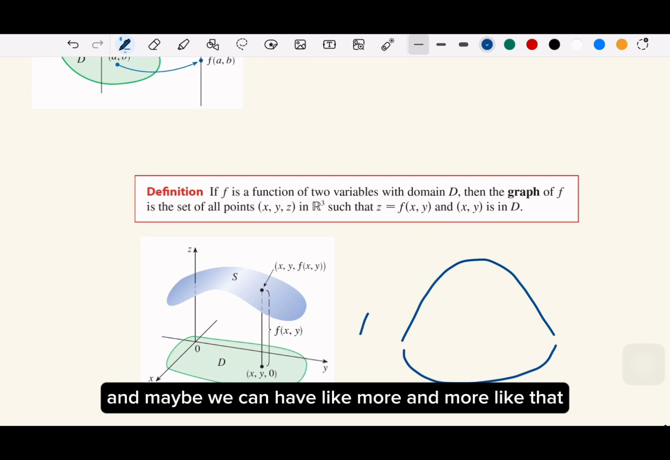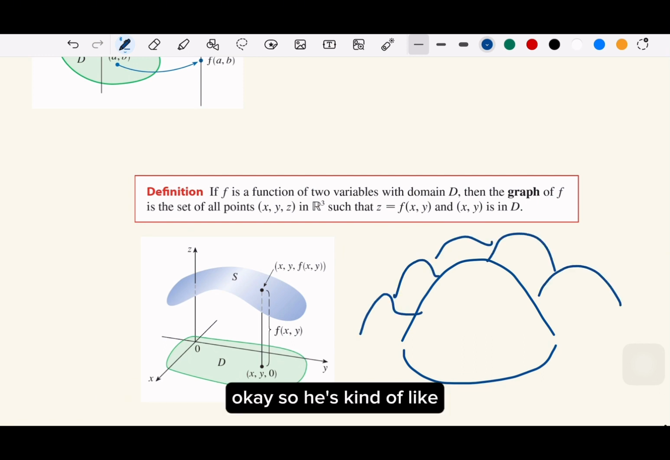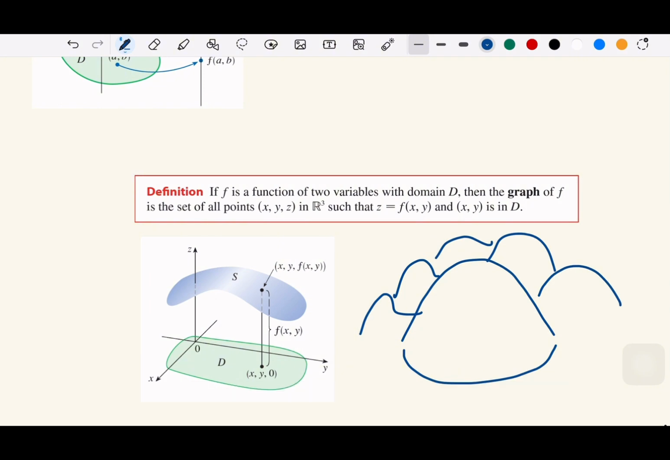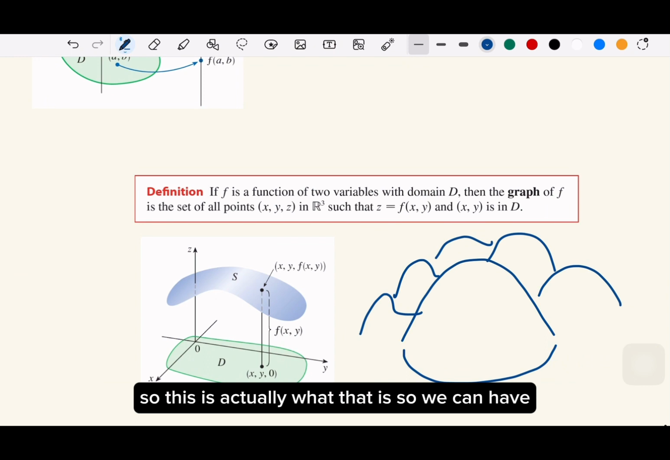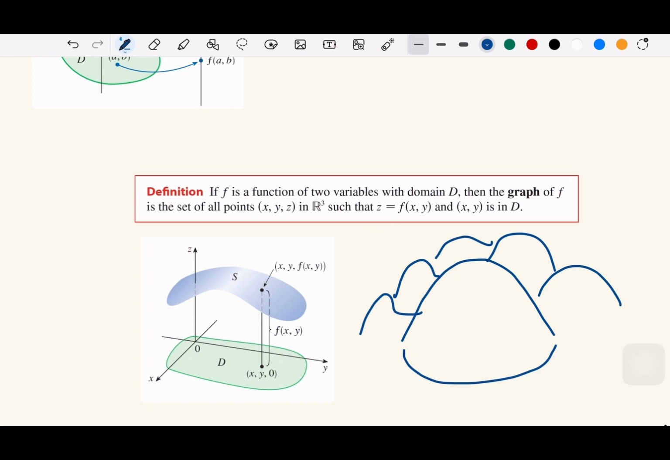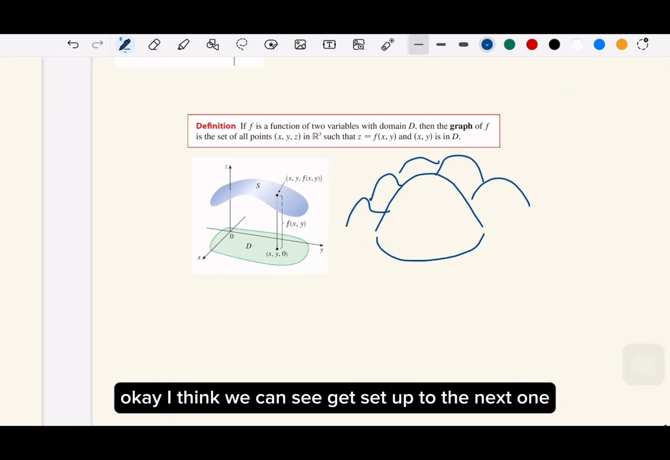And maybe we can have more and more like that. So it has different z. Every change in x, you can see the height differences. So this is the surface. Okay, I think we can move on to the next one.